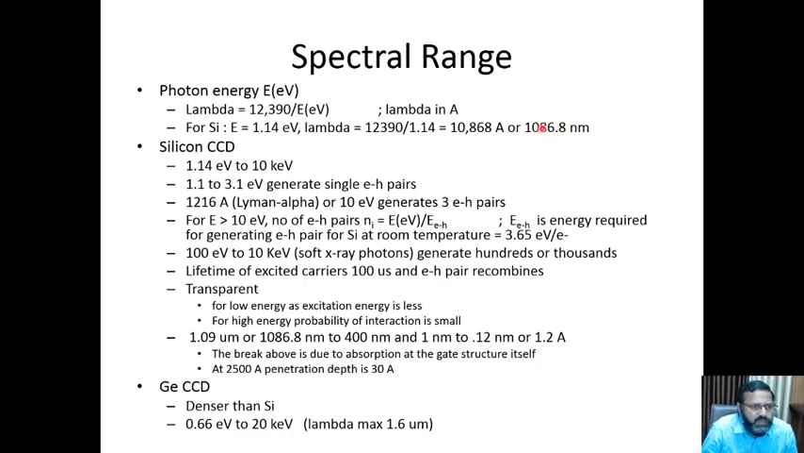So the CCD is operated below this wavelength, in the optical as well as the soft X-ray region. So it is sensitive in this energy band, 1.14 electron volt to 10 kilo electron volt. Beyond this, generally germanium is used.